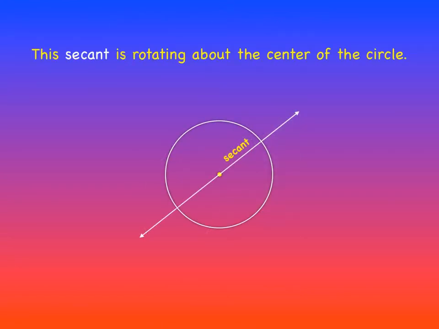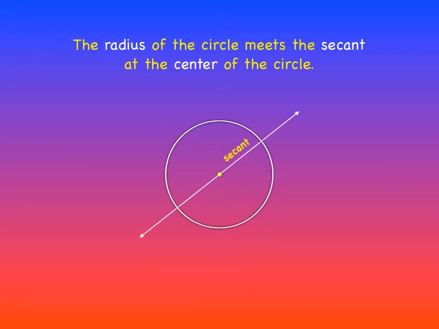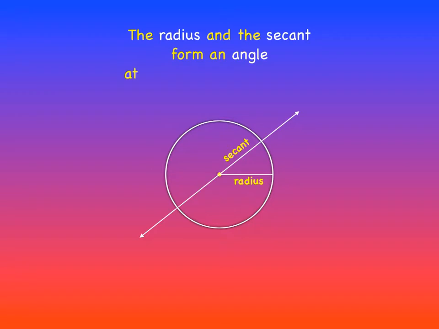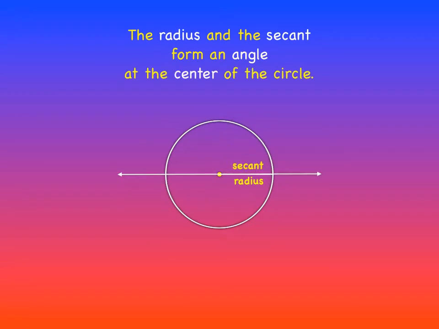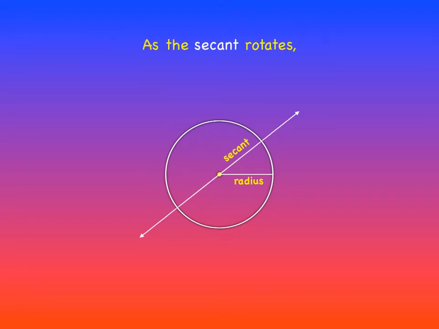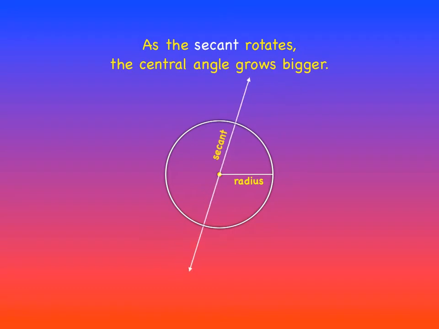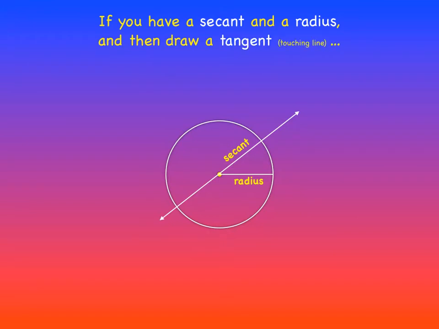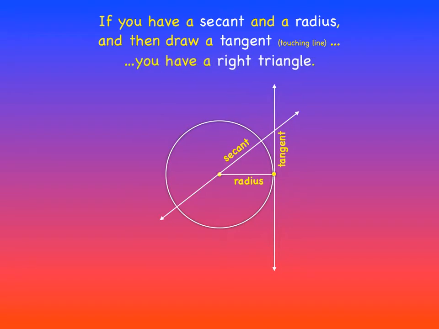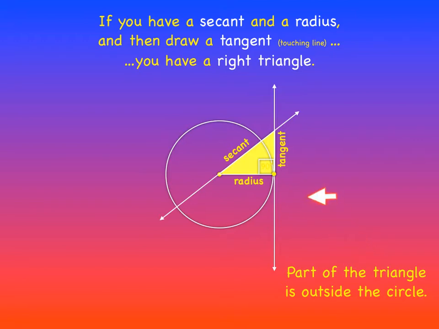This secant is rotating about the center of the circle. The radius of the circle meets the secant at the center of the circle. The radius and the secant form an angle at the center of the circle. As the secant rotates, the central angle grows bigger. If you have a secant and a radius, and then draw a tangent, you automatically get a right triangle. Notice part of the triangle will be outside the circle.